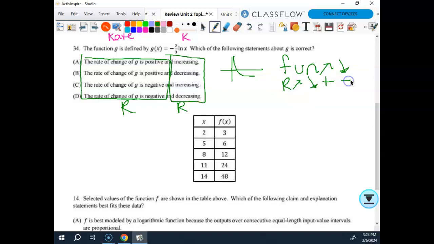All right. So the rate, whether it's positive or negative, is based on whether the function is increasing or decreasing. This function is decreasing. Since the function is decreasing, the rate is negative. So I can eliminate A and B. Whether or not the rate is increasing or decreasing is based on whether the function is concave up or concave down. Function is concave up, rate is increasing, so my answer is C.